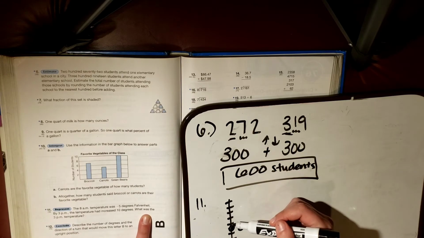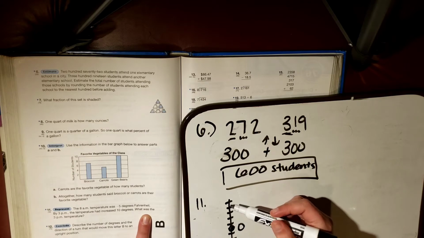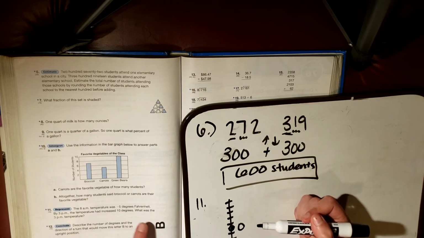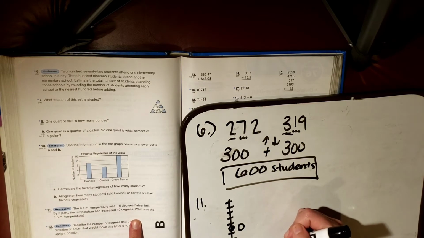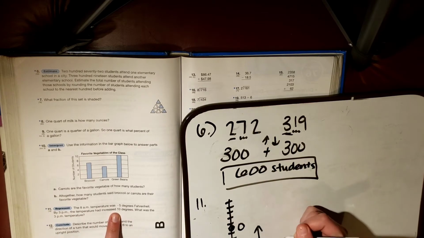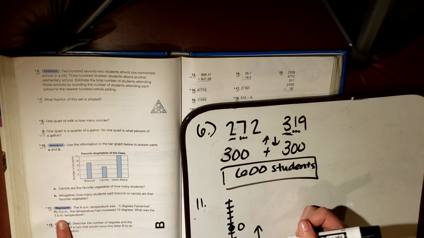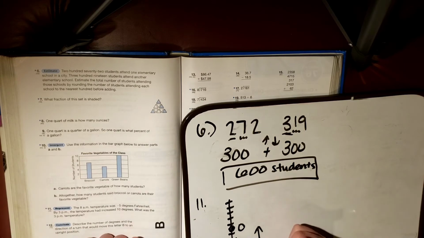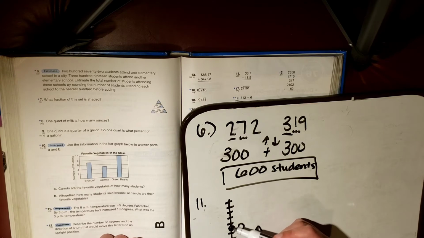And 0, 1, 2, 3, 4, 5. So at 8 a.m. it was negative 5 degrees Fahrenheit. By 3 p.m. it had increased or gone up 10 degrees. What was the 3 p.m. temperature? So we're going to count up. Ready? 1, 2, 3, 4, 5, 6, 7, 8, 9, 10.